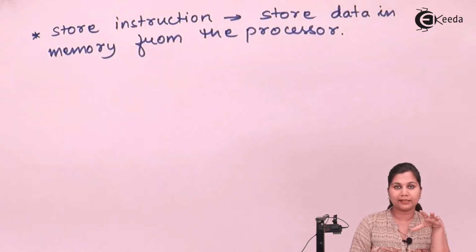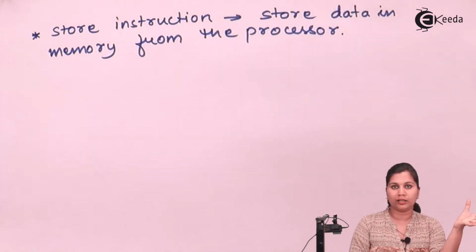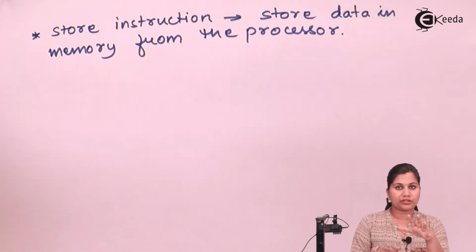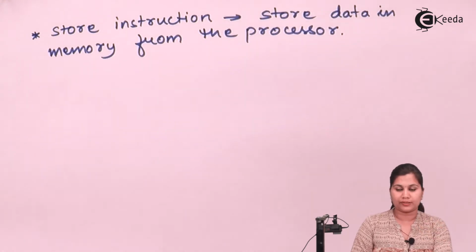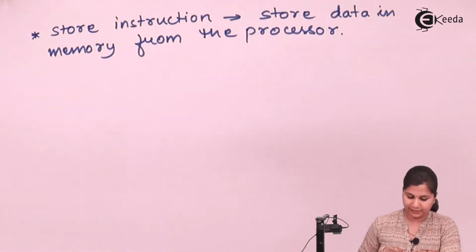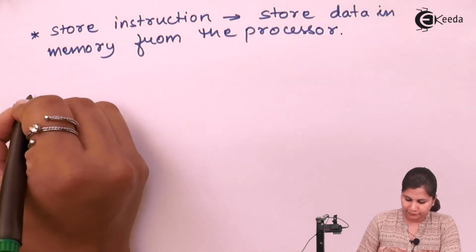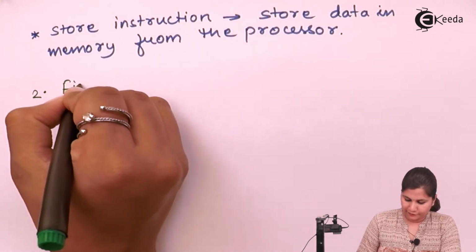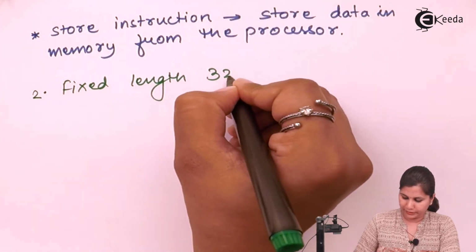We cannot directly access the memory. We have to first shift the data from memory into the register, and the result is then shifted from the register into the memory. So load and store instructions are used, and with the help of these instructions, we can perform the arithmetic and logical operations. So that is the first and the main feature of the ARM processors. Second feature is fixed length 32-bit instruction.